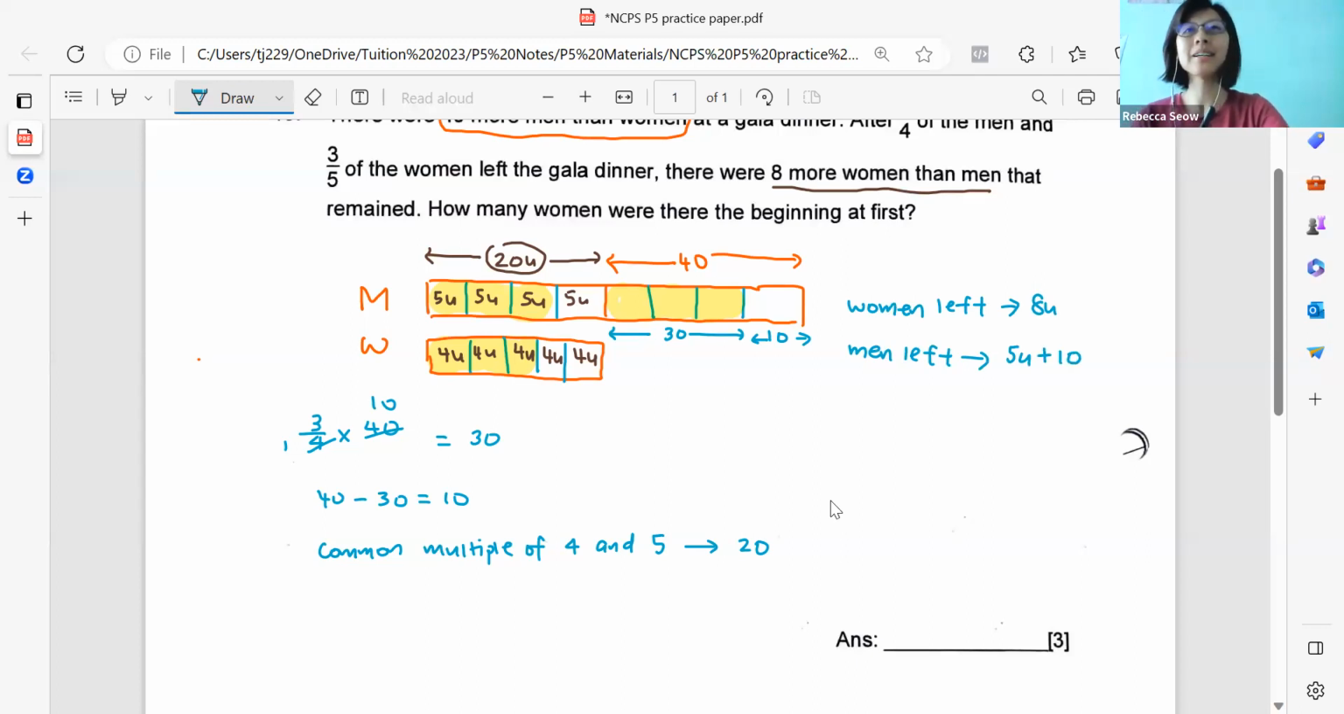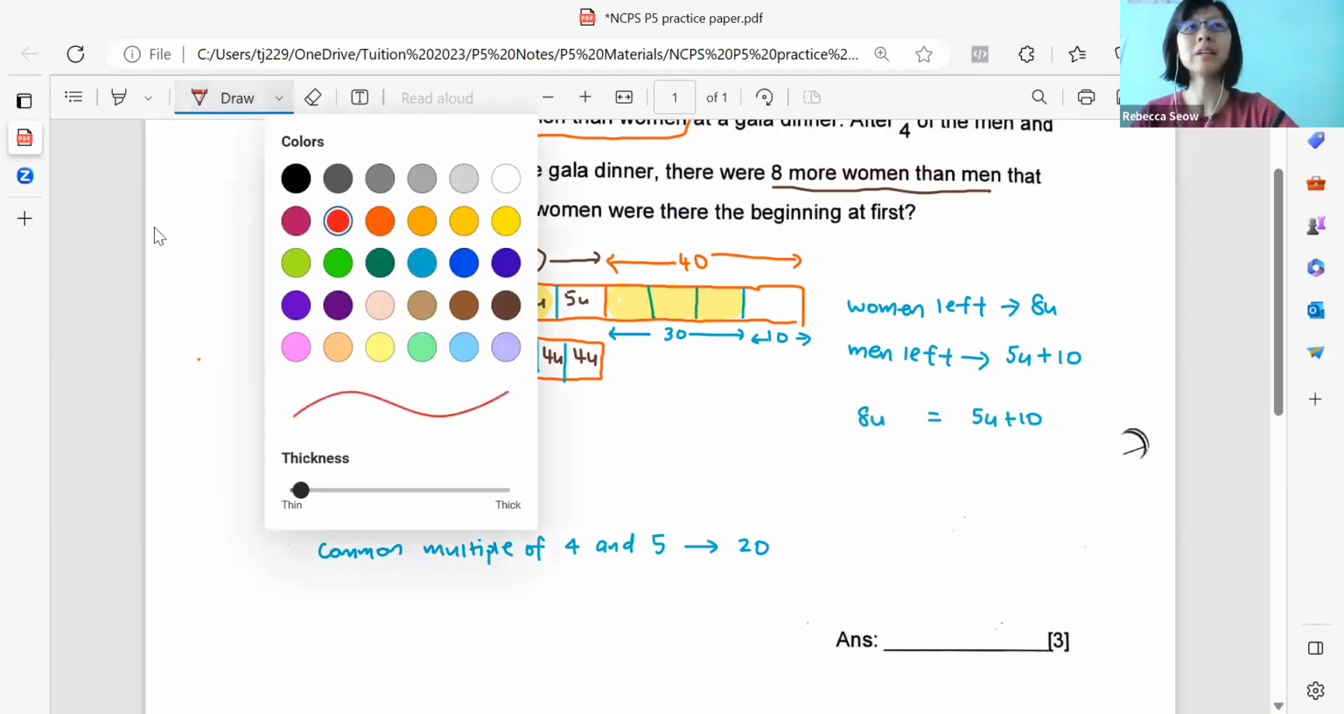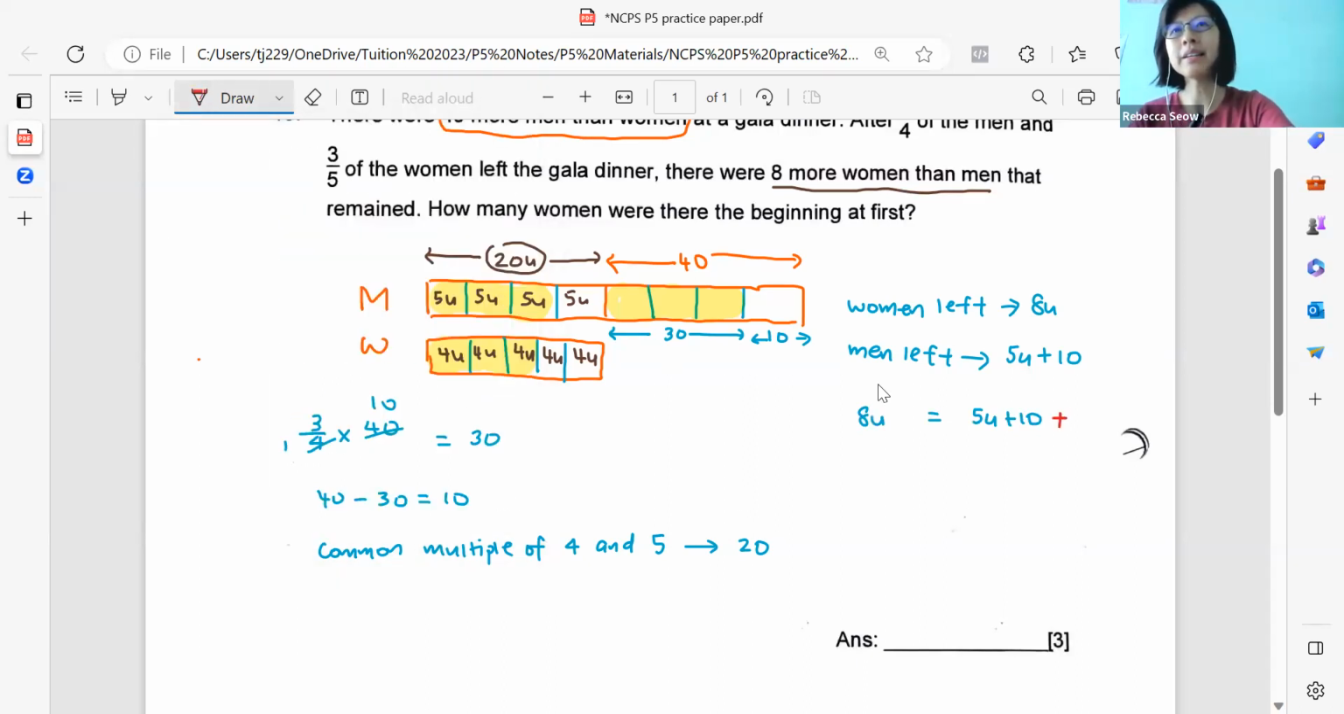Now, the question tells us that at the end of the day, there were 8 more women than men that remain. So if there's 8 more women compared to men, okay, so this is the number of women left. This is the number of men left. In order to equate it, equate means make it equal, I will need to add 8 more people on the side of the men to make it equal to the number of women. Okay, so this is crucial, yeah?